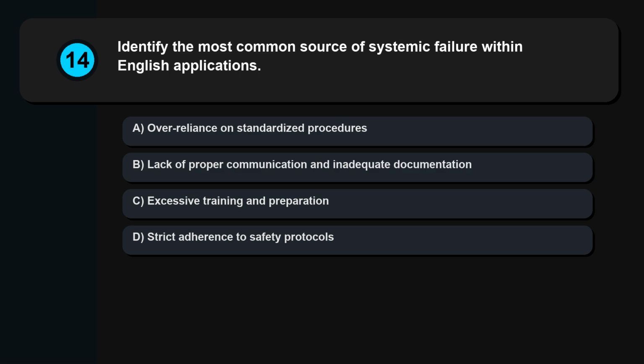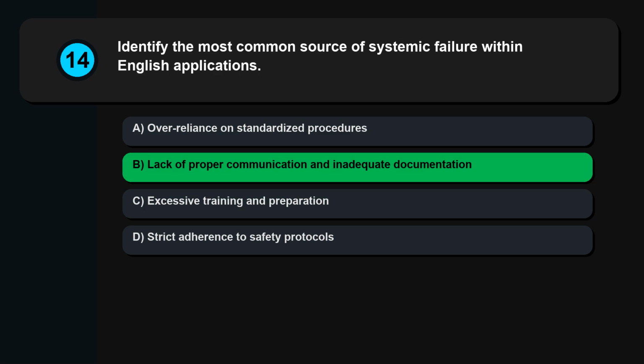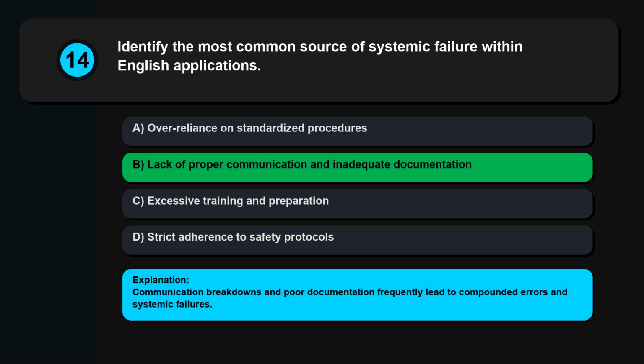Question 14. Identify the most common source of systemic failure within English applications. Over-reliance on standardized procedures, lack of proper communication and inadequate documentation, excessive training and preparation, strict adherence to safety protocols. Communication breakdowns and poor documentation frequently lead to compounded errors and systemic failures.